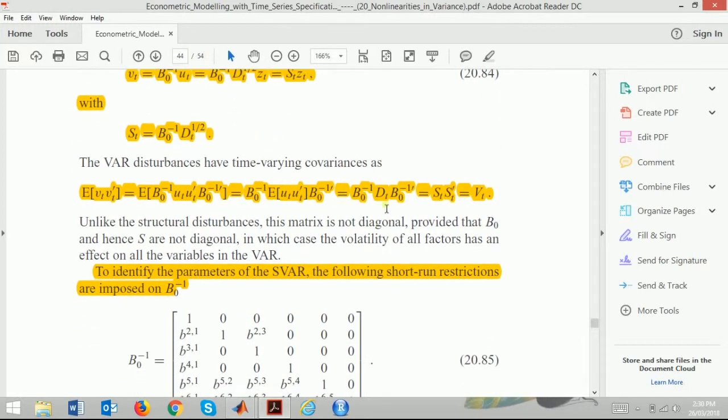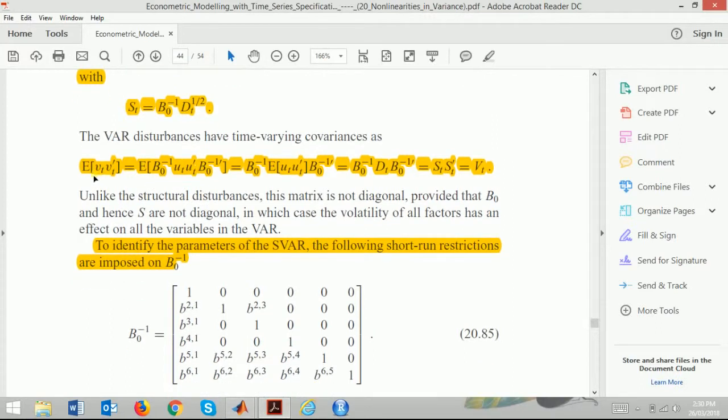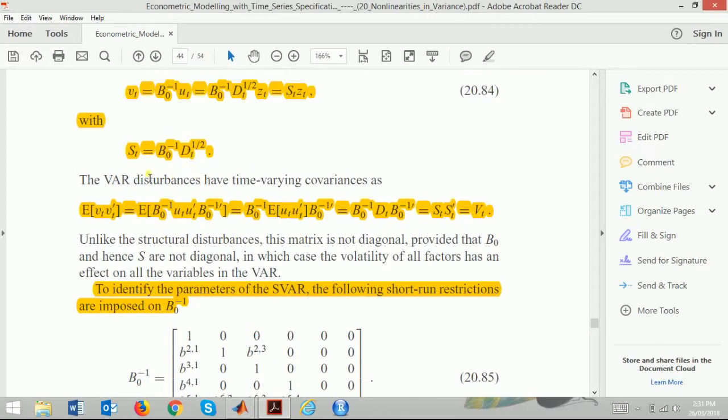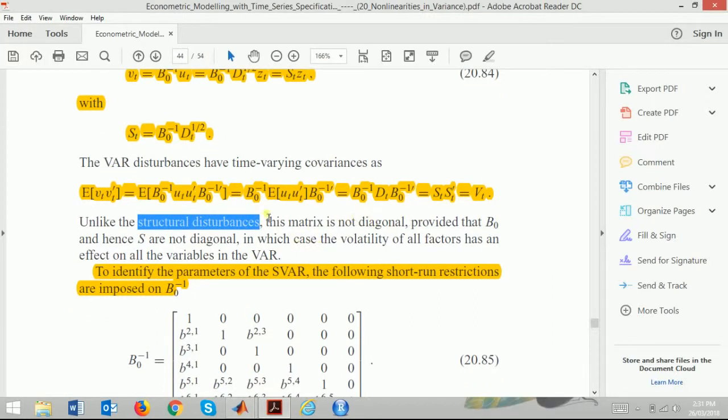VAR disturbances have time varying covariance, so S S transpose is V. So basically S S transpose gives you V. This is all that we need to remember. Unlike structural disturbances, this matrix is not diagonal. Now V is not diagonal provided that beta naught and hence S are not diagonal. Because beta naught is not diagonal, from beta naught we get S, root over D by beta naught. Z is diagonal, but this is not a diagonal matrix V, S S transpose.